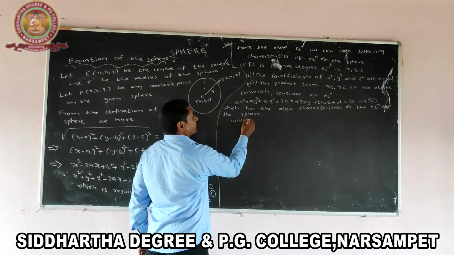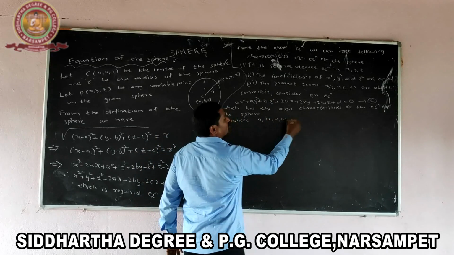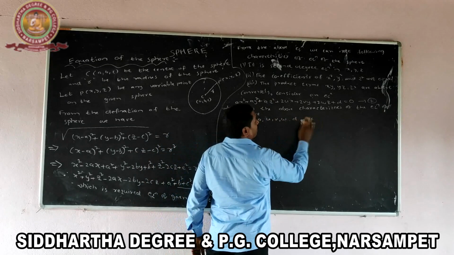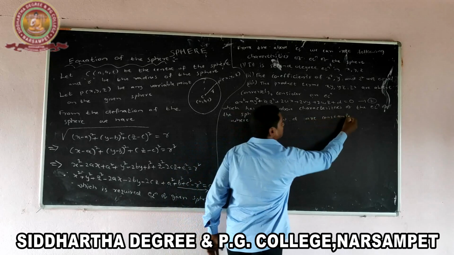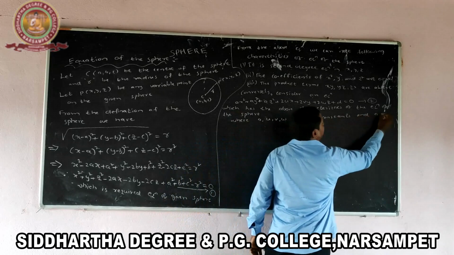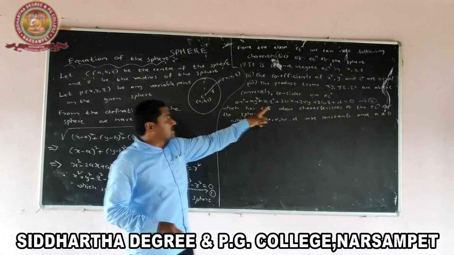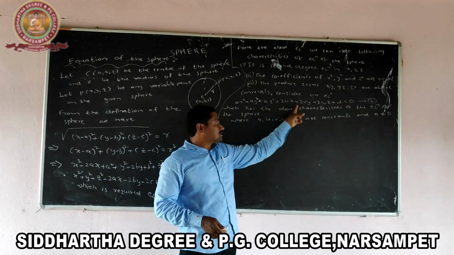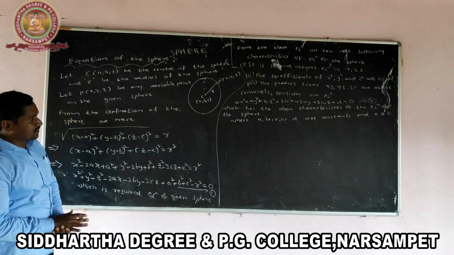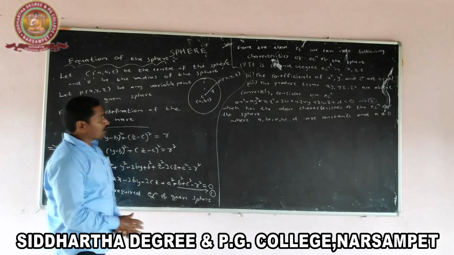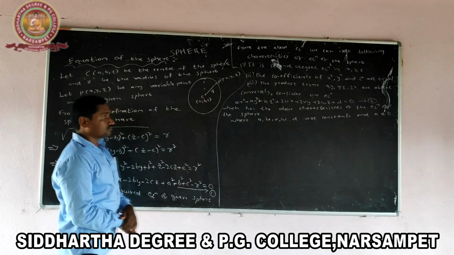where a, u, v, w, d are constants, and a must be not equal to 0. If a is equal to 0, then this equation becomes a linear equation or first degree equation in x, y, z, right? So conversely, we are considering an equation which follows the characteristics of the equation of the sphere, right?